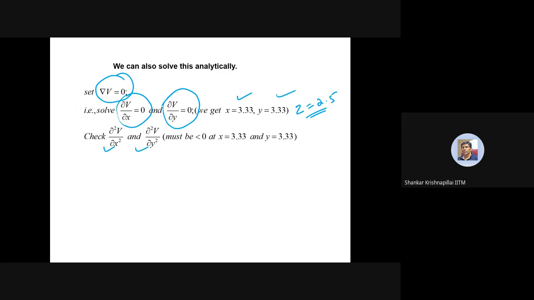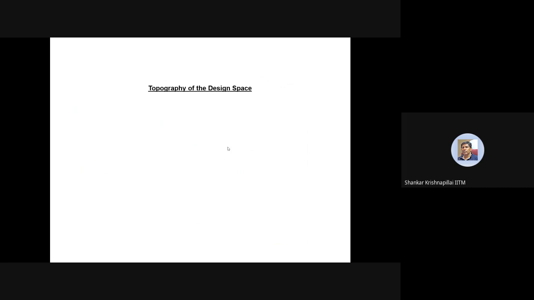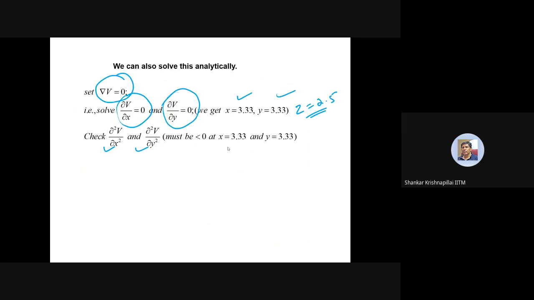So we can stop here now. Next class we look at the two-variable graphical problems. So we can stop now and stop recording.